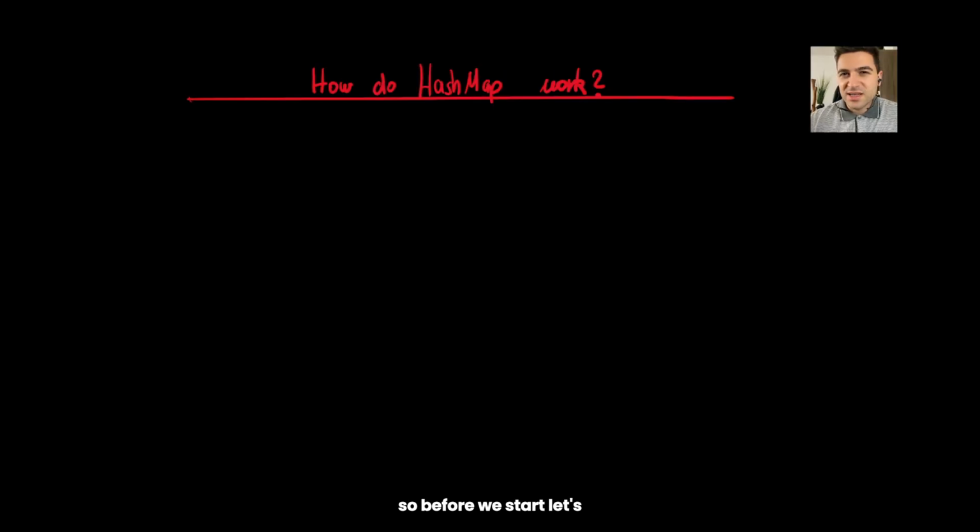So before we start, let's first define what a HashMap is. A HashMap is basically a key-value pair. This means we have a key, and for each key we have a value. This is a pair. And how do we create it in Java? We create it in Java with this term basically, right?